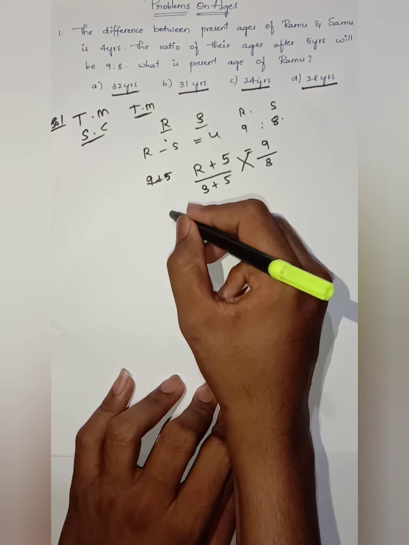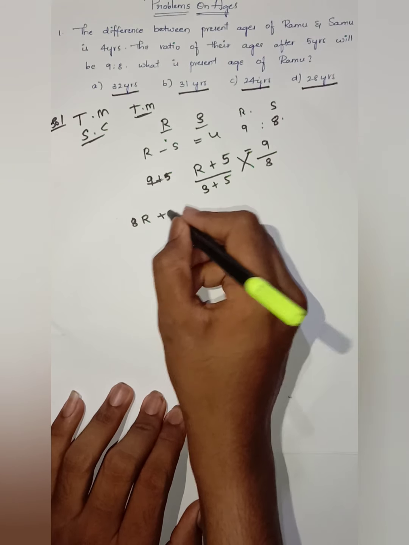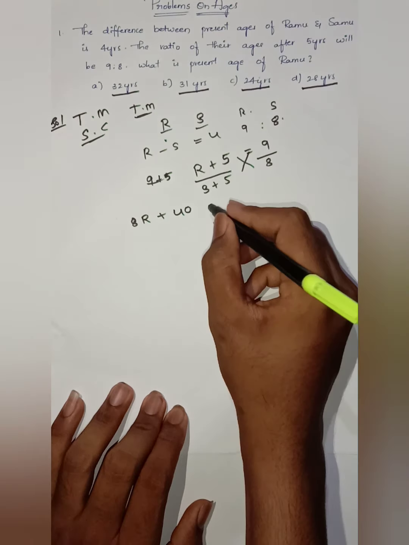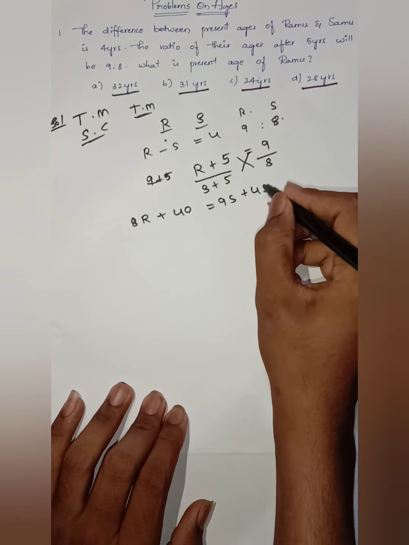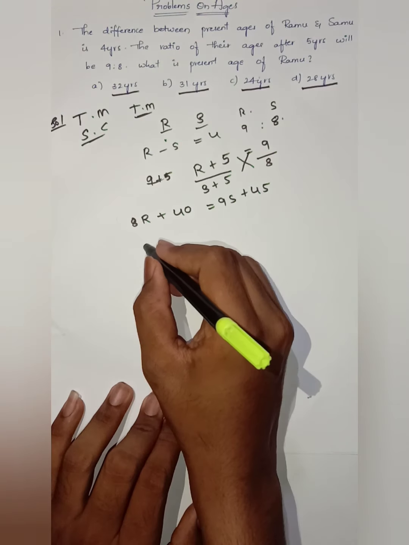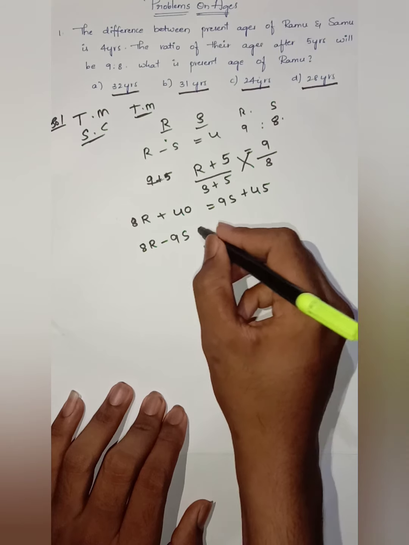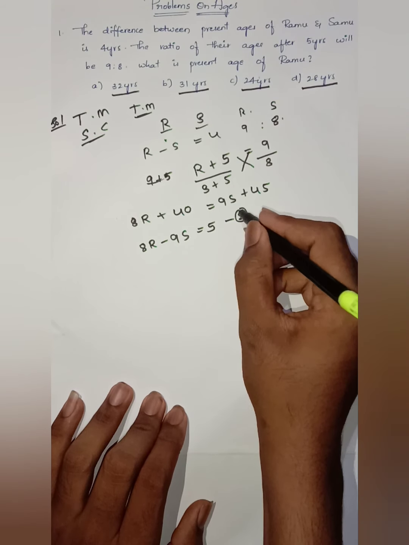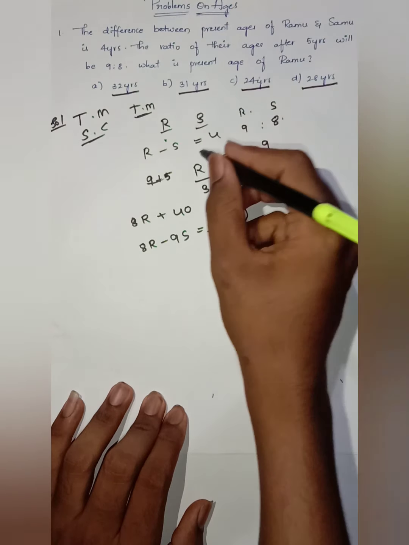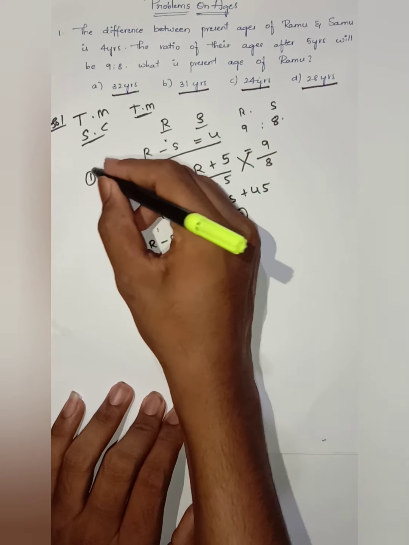That means we will get the equation as 8R plus 40 is equal to 9S plus 45. So from this we can write it as 8R minus 9S is equal to 5. Consider it as the second equation. The first equation we know is R minus S is equal to 4.